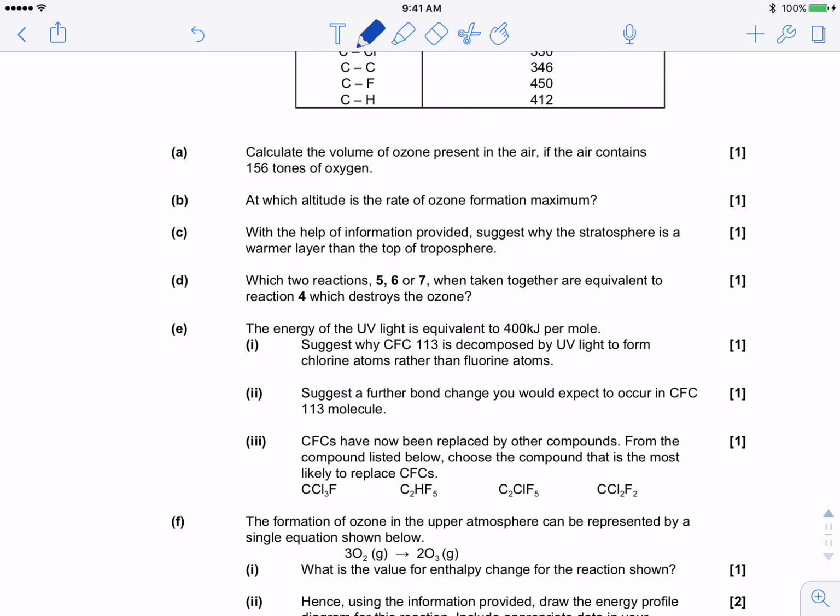156 tons of oxygen. So first, you need to find the volume given the mass. Now, how do we convert tons to grams? A ton is 10 to the power of 6 grams. So for the volume of oxygen, first we find the mass, convert it into grams, divide by the molar mass of oxygen gas, 32, times 24 dm cubed. I'll end up with 117 times 10 to the power of 6 dm cubed. That's the volume of oxygen gas.